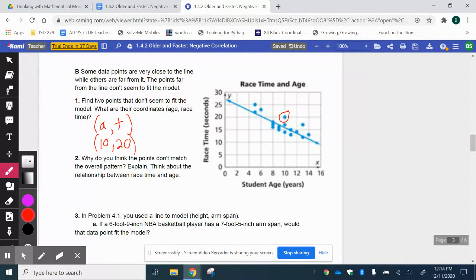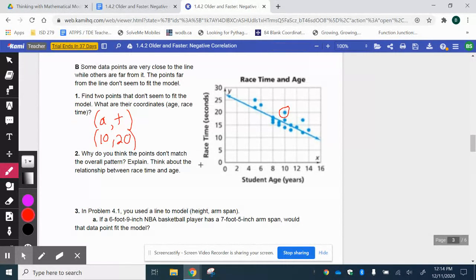Number 2, why do you think the points don't match the overall pattern? Explain. Think about the relationship between race time and age. So why don't those 2 points that you found match the overall pattern?